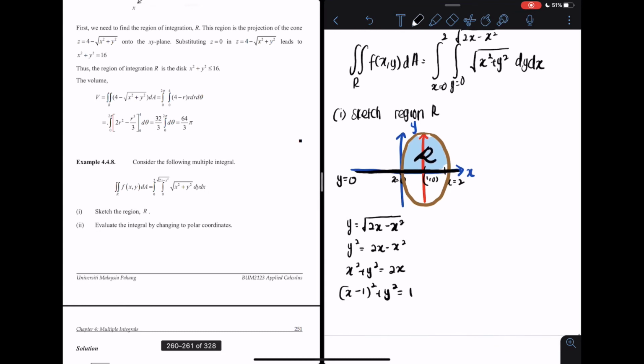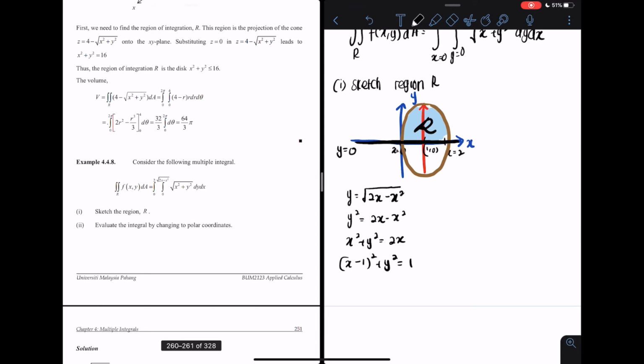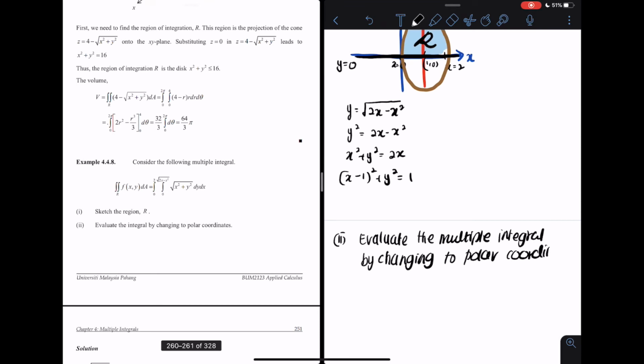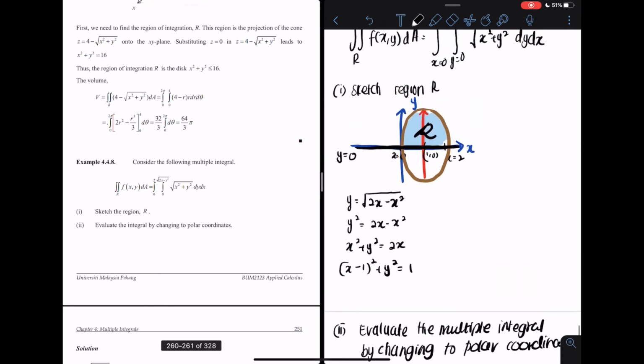And then here comes the next question. Right after you manage to identify the region R based on the limits given to us, now you proceed to the next question, such as we ask you to evaluate the multiple integral by changing to polar coordinates.